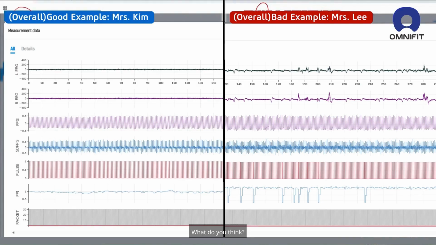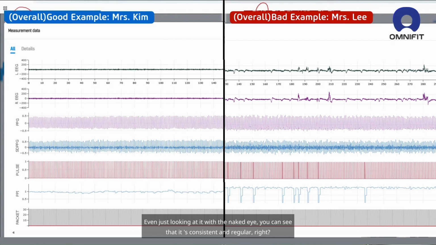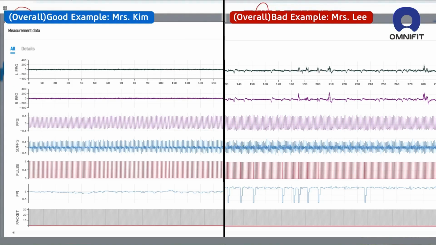Yes. Shall we take a look at both a good example and a bad example overall? What do you think? Can you all see it clearly at a glance now? Yeah, that's right. The one on the left is neat and well done. Even just looking at it with the naked eye, you can see that it's consistent and regular, right? But on the right, you can see that there's a lot of noise and it's all over the place.